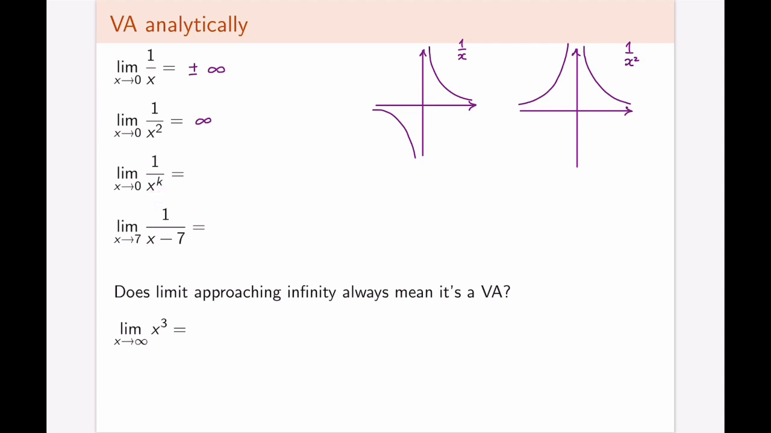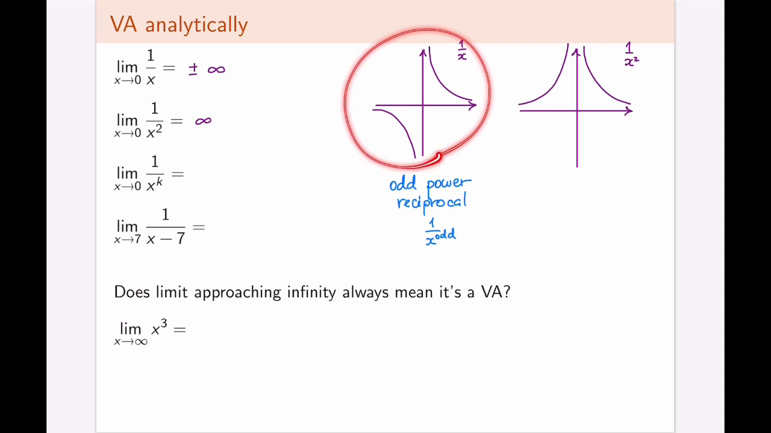what can we say in general about the graph of 1 over x to some power k as x approaches 0? This shouldn't come as a complete surprise: these two shapes describe the general qualitative behavior of the graphs of 1 over x to the odd power and 1 over x to the even power. So odd power reciprocals will always look like this. So we're talking about 1 over x to power odd here will always have this particular shape, whereas even power reciprocals will always have the same shape as 1 over x squared.